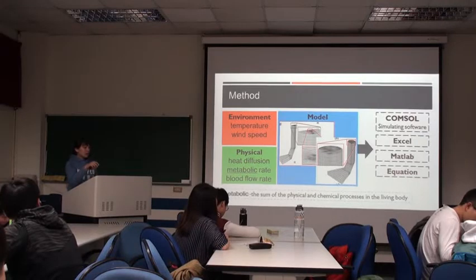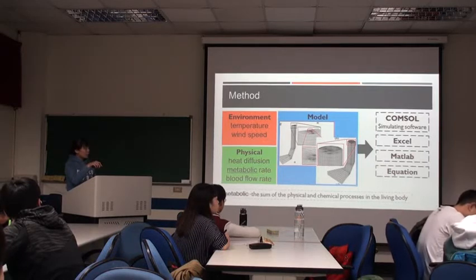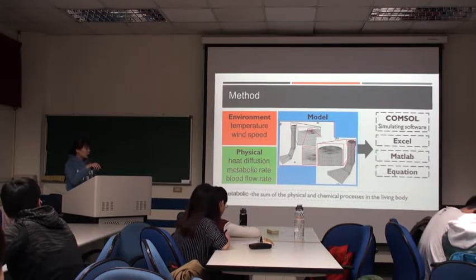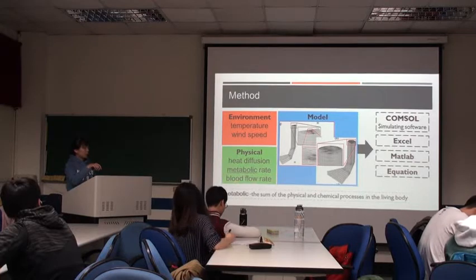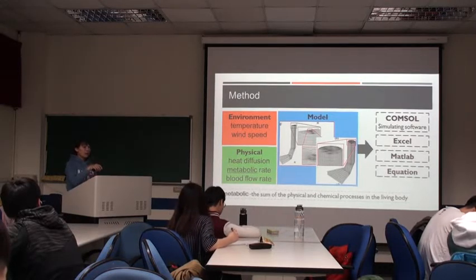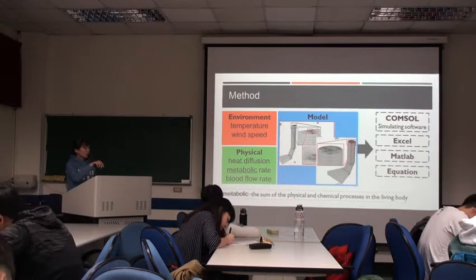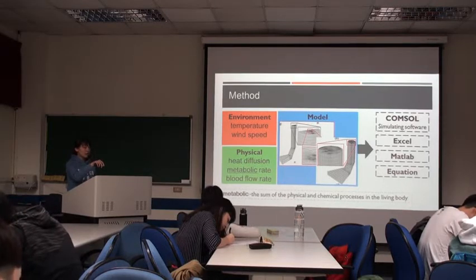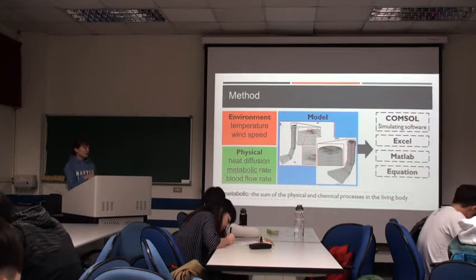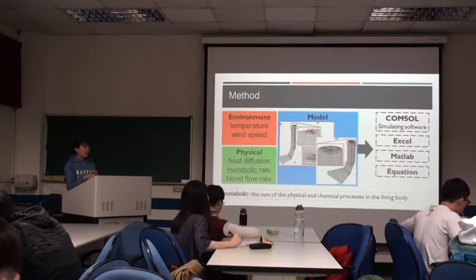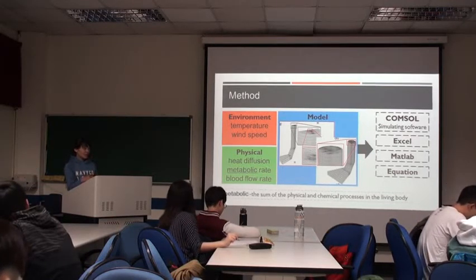And last, we consider the environment and physical factors like temperature, wind speed, heat diffusion, metabolic rate, and blood flow rate. Heat diffusion means the heat goes away from the living body. And metabolic means the sum of the physical and chemical processes in the living body. If you don't know what I'm talking about, we call it 新陈代谢 in Chinese.